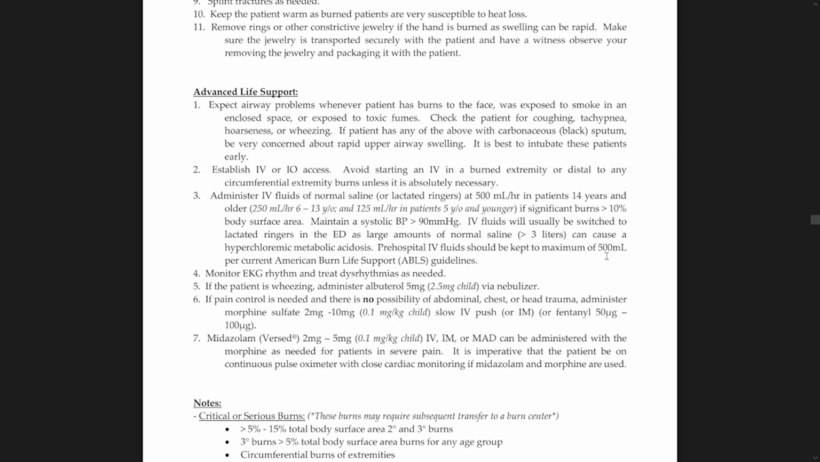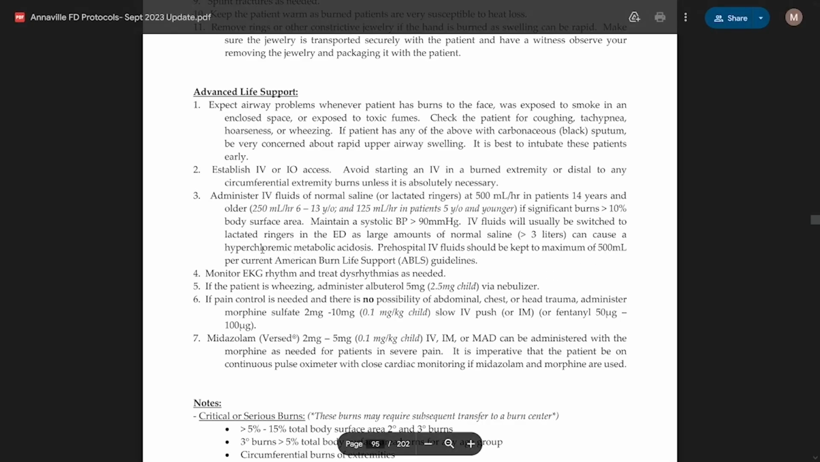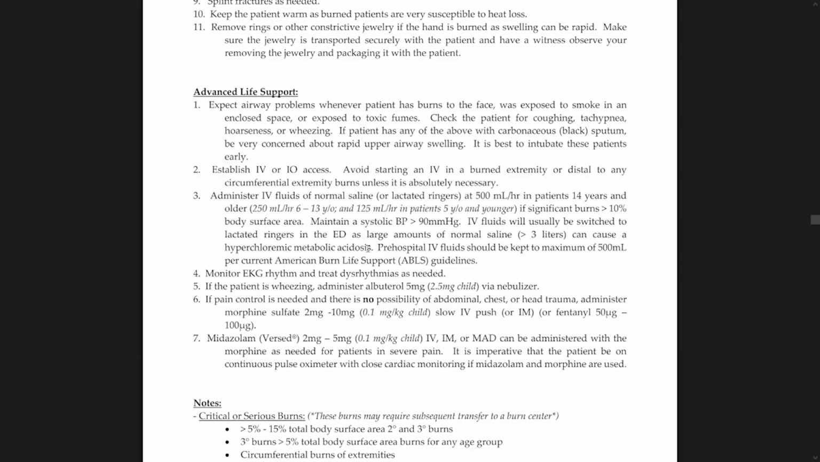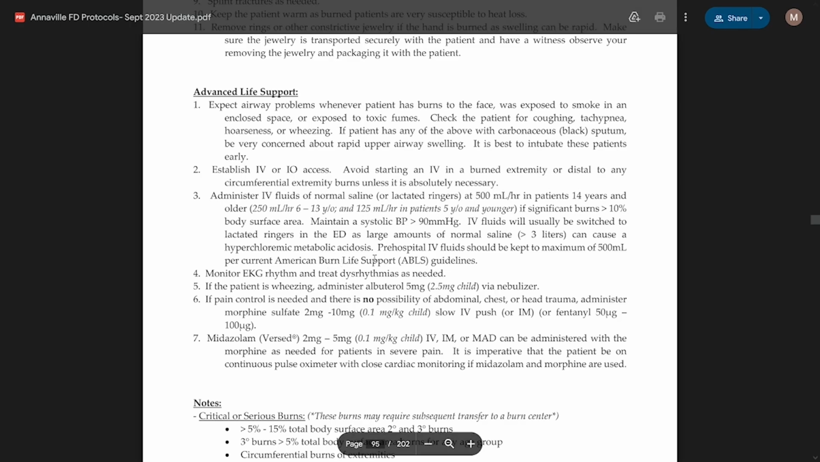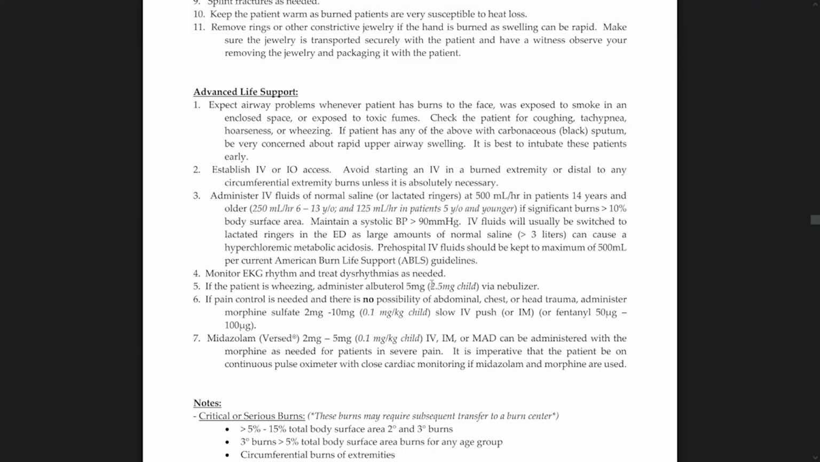IV fluids will usually be switched to lactated ringers in the emergency department, as large amounts of normal saline, greater than 3 liters, can cause a hyperchloremic metabolic acidosis. Pre-hospital IV fluid should be kept to a maximum of 500 milliliters per current American Burn Life Support, ABLS, guidelines. Monitor an EKG rhythm and treat dysrhythmias as needed. If the patient is wheezing, administer albuterol 5 milligrams, or 2.5 milligrams to a child, via nebulizer.